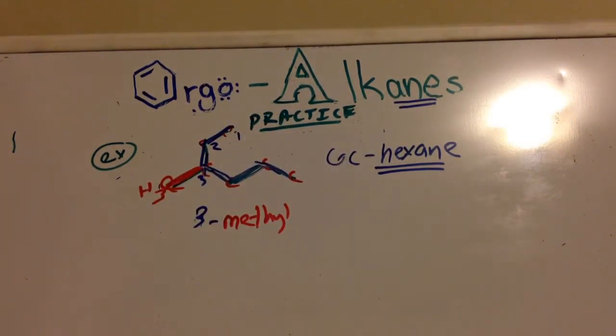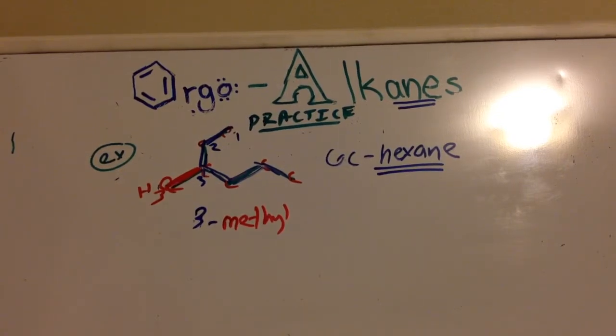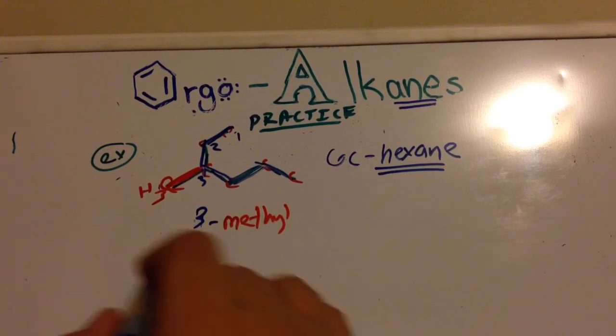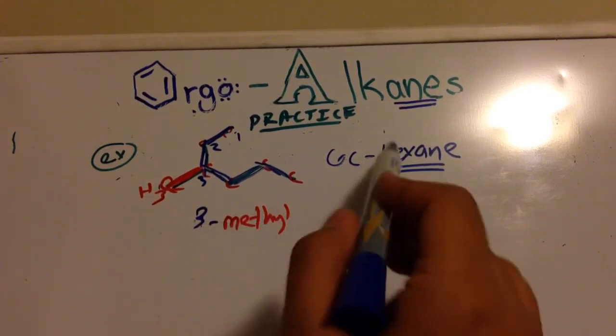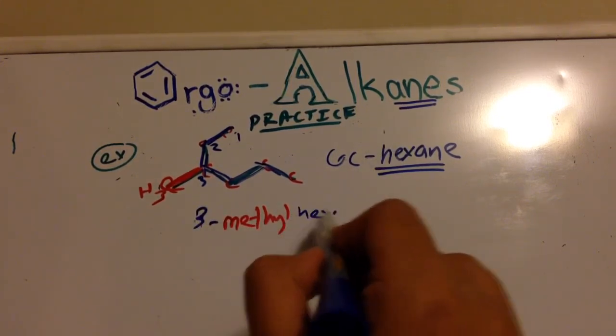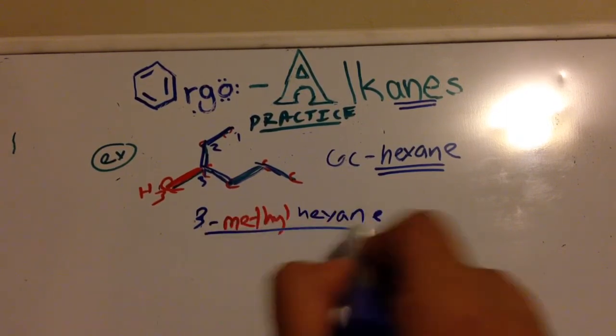So now that you have these two pieces of information, put it together. So this one, you'll call it a 3-methyl hexane. That's it. Very simple.